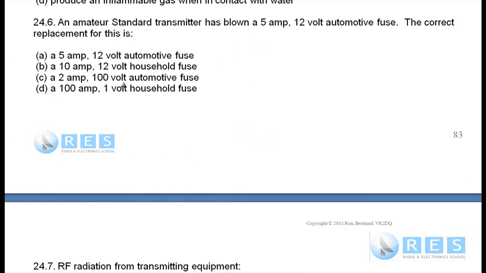24.6, an amateur standard transmitter has blown a 5 amp 12 volt automotive fuse. The correct replacement for this is a 5 amp 12 volt automotive fuse. Always replace fuses with ones of the same type, the same current rating in particular.